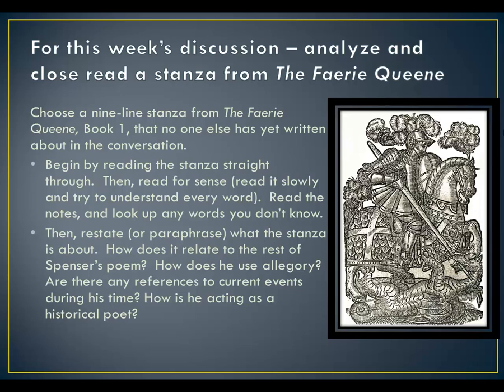There are a lot of stanzas in this book that you're required to read, and I just want you to choose one that you really feel like you can work with. So you cannot answer any of these questions by saying he doesn't use allegory, there's no reference to current events, or he's not acting like a historical poet. That will not get you your 10 points. So really engage. Try to find a stanza where you can really think about this work as a whole.